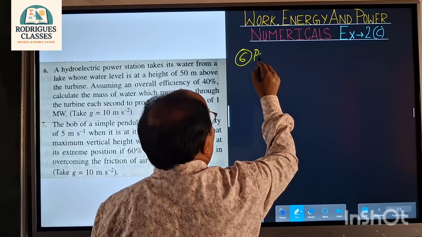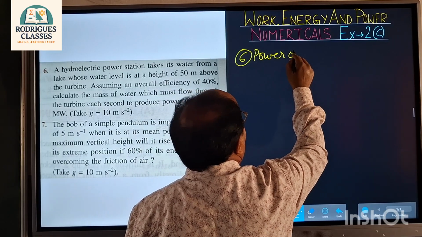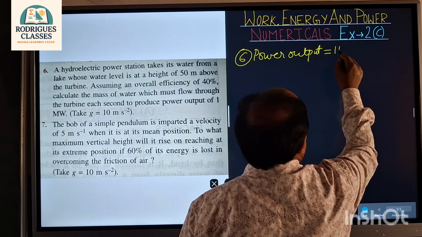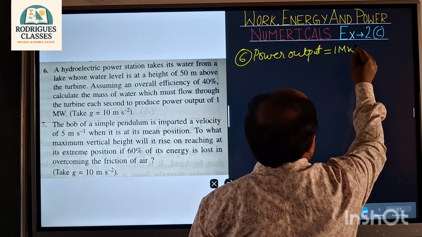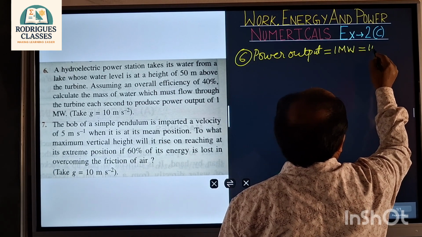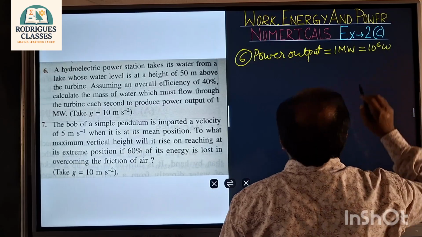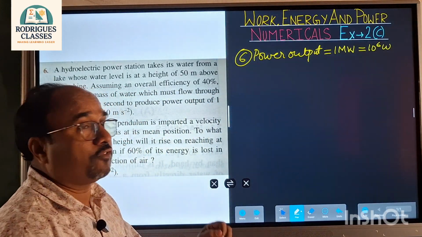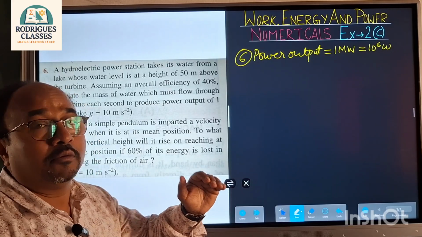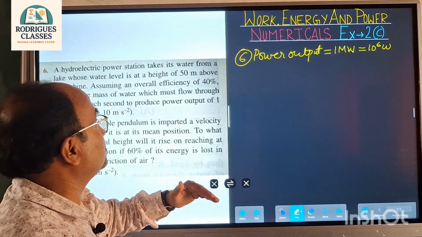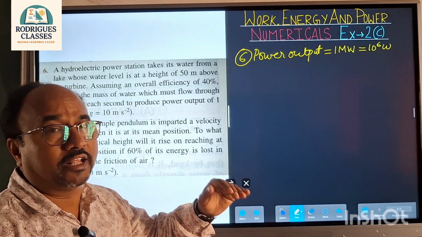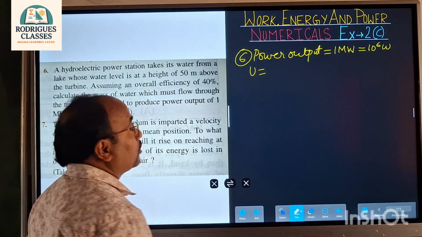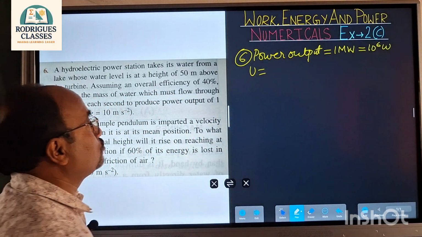So power output is given to us. That is given as 1 megawatt. So that 1 mega is 10 to the power 6, so 10 to the power 6 watt. Remember, this is power output. So first of all, I will find the potential energy because it is based on height. So I should know the potential energy here. The mass of water we have to find. We will keep that mass as m.